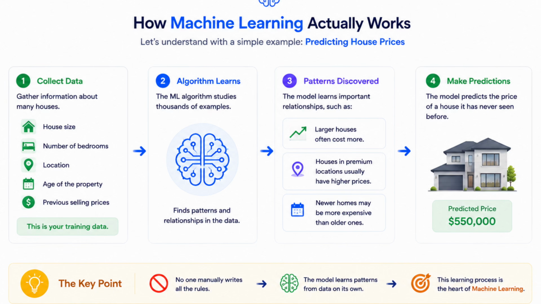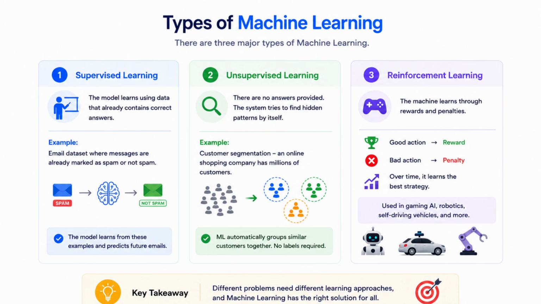Let's learn about types of machine learning. Now, let us explore the major types of machine learning. The first type is supervised learning. Imagine a teacher checking your answers. The model learns using data that already contains correct answers. For example, an email data set where messages are already marked as spam or not spam. The model learns from these examples and predicts future emails.